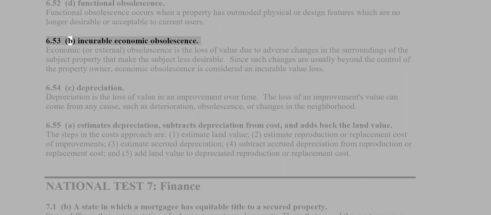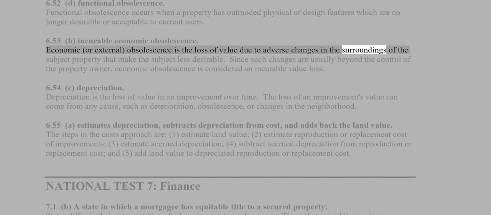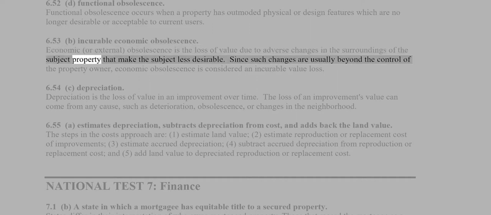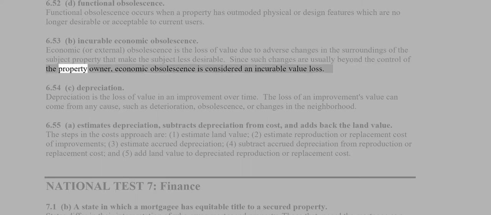6.53 b. Incurable economic obsolescence. Economic, or external, obsolescence is the loss of value due to adverse changes in the surroundings of the subject property that make the subject less desirable. Since such changes are usually beyond the control of the property owner, economic obsolescence is considered an incurable value loss.